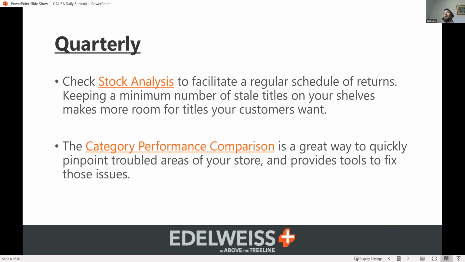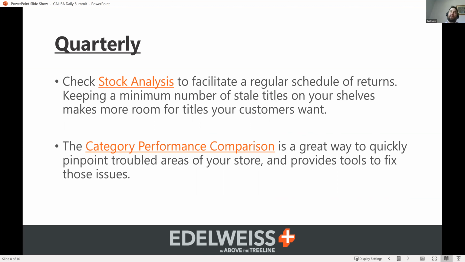So essentially, I always recommend using the stock analysis to make sure that you're doing returns on a regular schedule. And then I really love the category performance comparison graph. It's the weirdest graph on the site, but it's also probably the most likely to serve as a black hole for your attention, because you can really dig deep into your inventory. But it's nice to do that on a semi-regular basis.